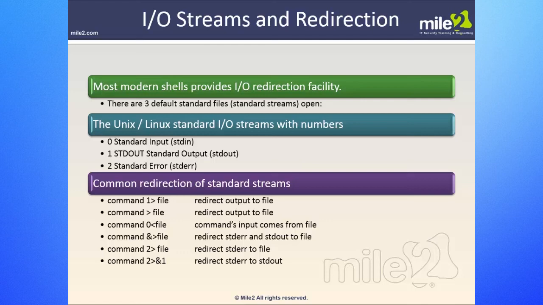And some common redirections of standard streams. Here you can redirect output to a file using the command with 1, for instance, or just putting the command with the greater than symbol and then the file, which redirects output to a file. With the less than symbol, command input comes from a file, because we're given that standard input. You can redirect standard error and standard out to the file using the ampersand. We can also use command 2 to the file, which redirects the standard error to a file, or we can redirect the standard error to standard output using the ampersand 1 as an option as well.